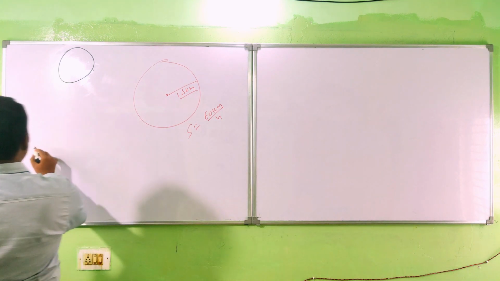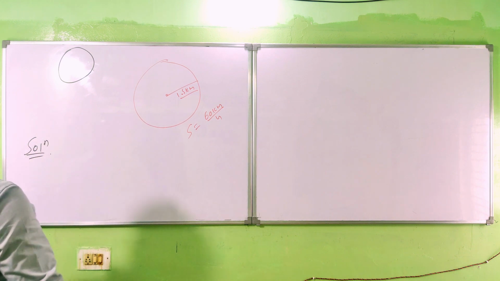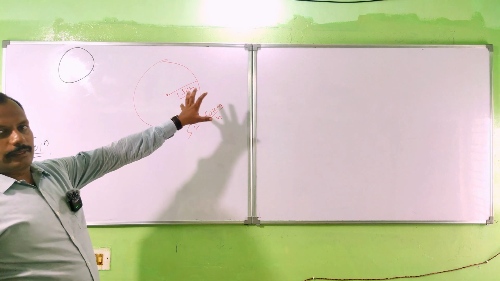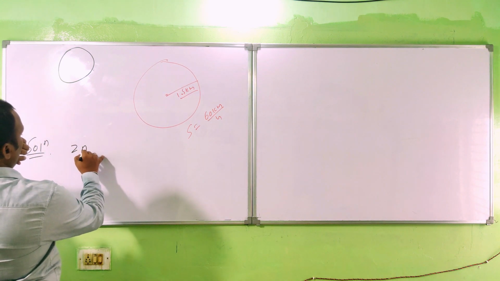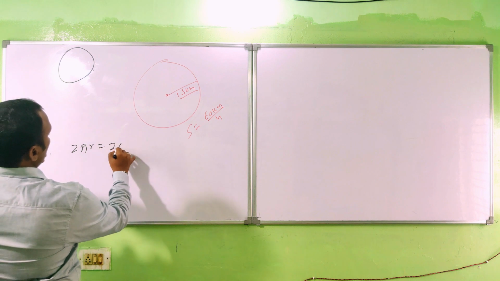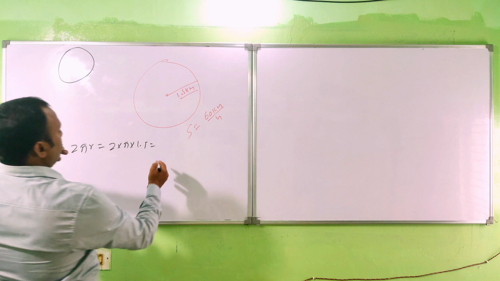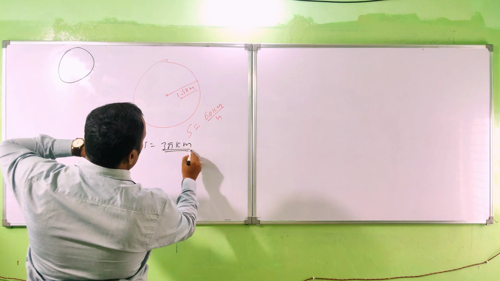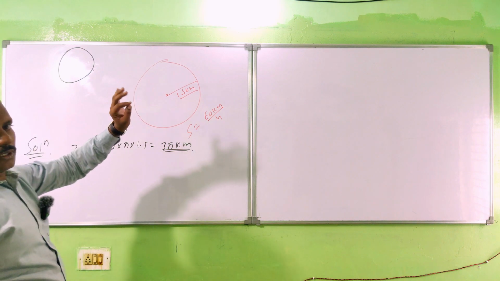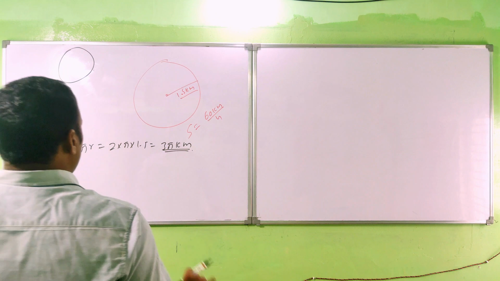Solution is, let us take this one. The total distance we can find as 2 pi r, which is equal to 2 into pi into 1.5, is equal to 3 pi kilometer. Total circular distance of the track.